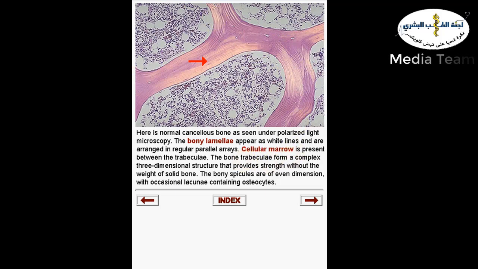Now the bone trabeculae form a complex three-dimensional structure. So if you imagine it, it's not only two dimensions, it's three-dimensional, and that provides the strength to the cortical bone. And these bony spicules, if you see these sparse, occasional empty spaces, are the spaces containing the osteocytes inside the bone trabeculae.